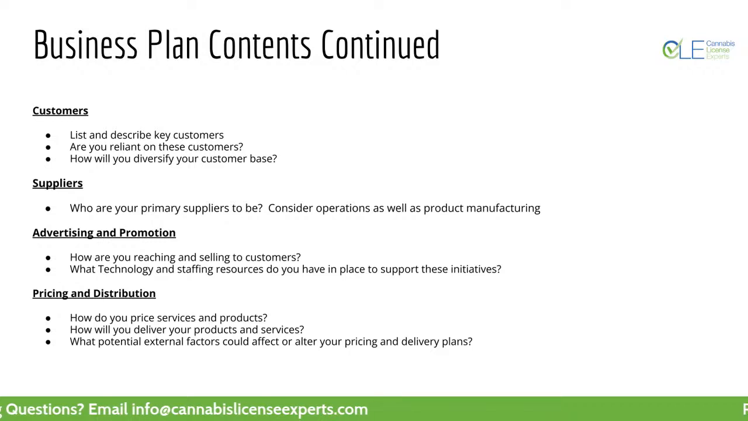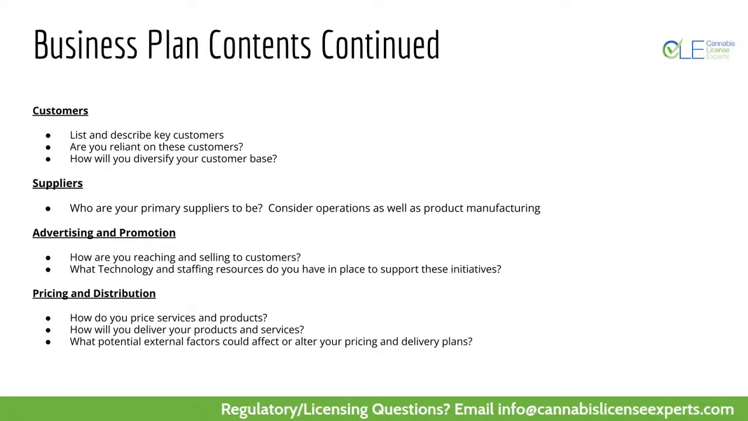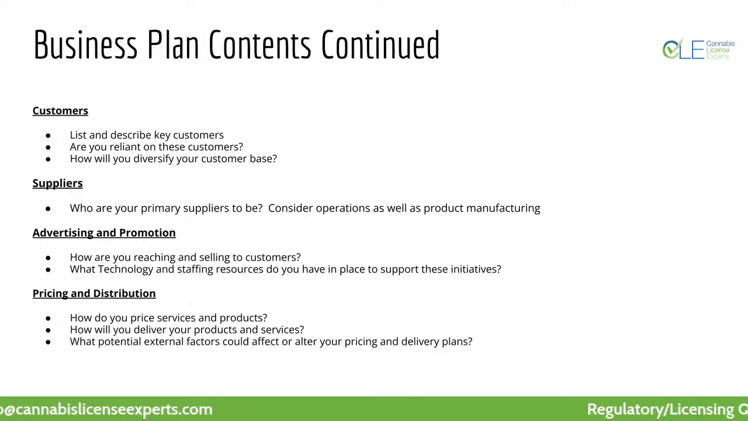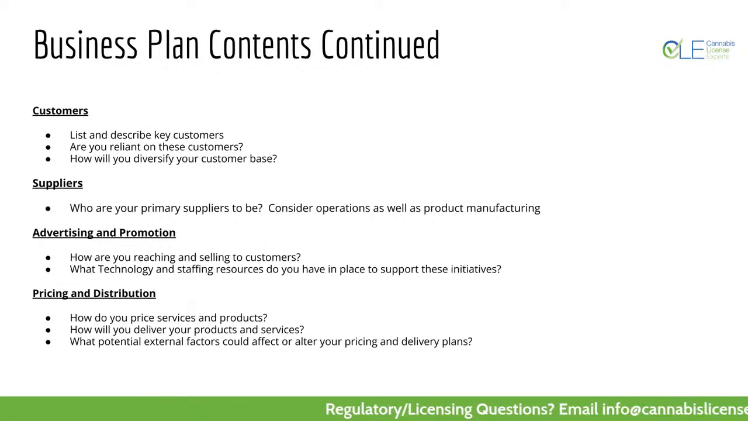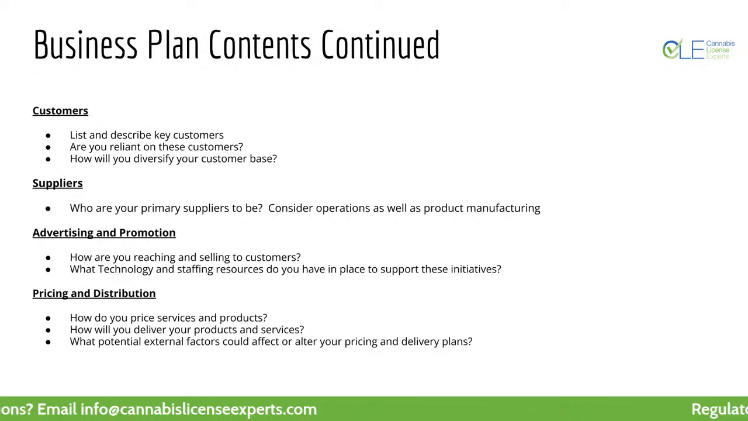And then suppliers. Who are your primary suppliers going to be? If you're a processor, have you already looked at your flower providers and ingredient providers? If you're making edibles, have you talked to packaging and made sure you've got the best options for your company, for your consumers, for the product itself, making sure that it ends up in a consumer's hand in the state it left your operation is definitely key when dealing with cannabis products.